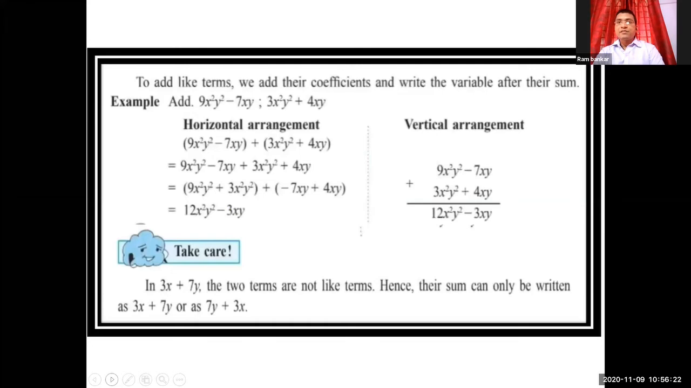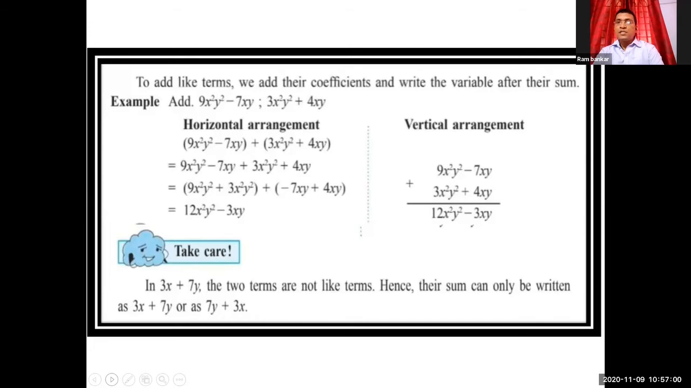To add like terms, we add their coefficients. Okay, while doing addition, dear student, you have to consider in your mind, we add their coefficients and write the variable as it is after their sum. Their sum means what? Sum of coefficients, and coefficients are numbers. We already know it. Coefficient means number. We have to do addition of numbers only. Okay, look at the example given.